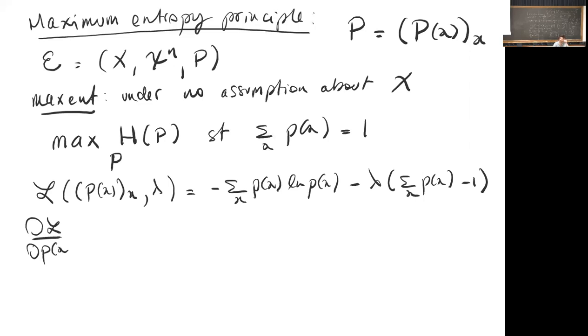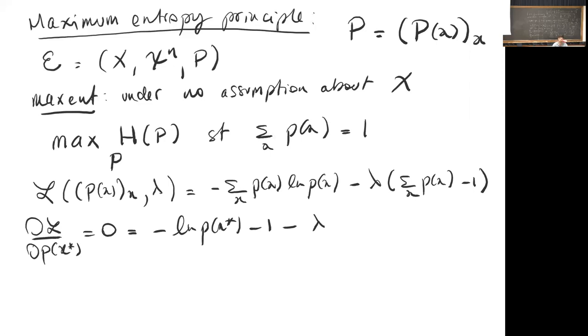So here I fix a given x. Let me call it x star. It is one given outcome, and it has its associated probability. Equals 0. And what do I obtain? I obtain minus log p_x star minus 1. This is the derivative of this term. Minus lambda, and that's it.